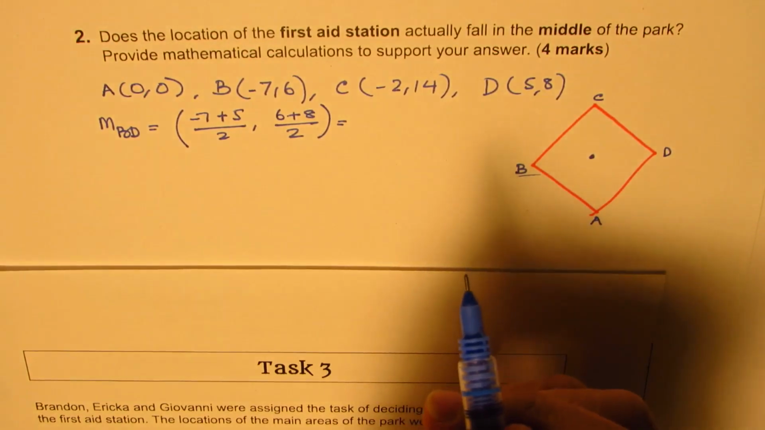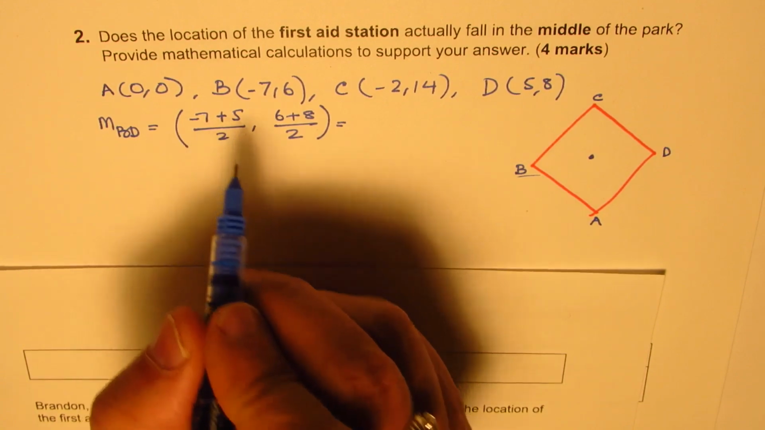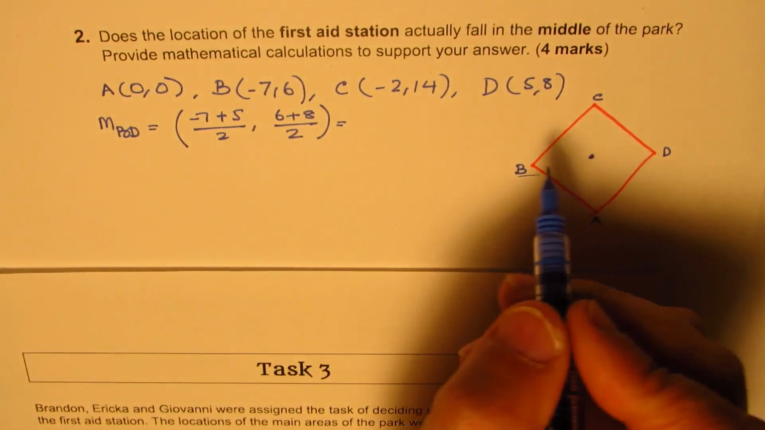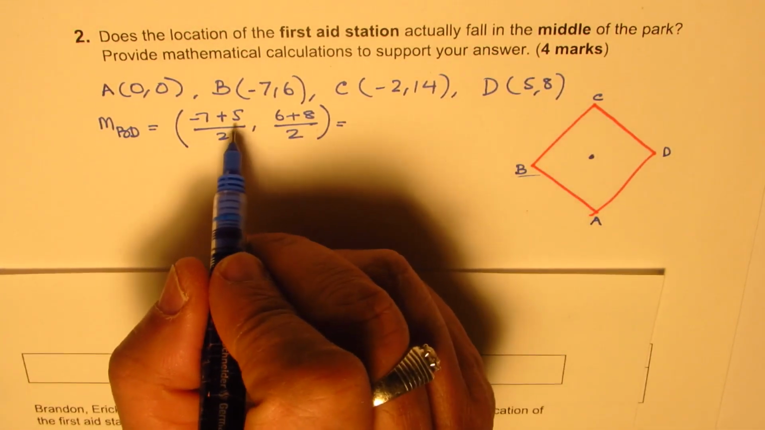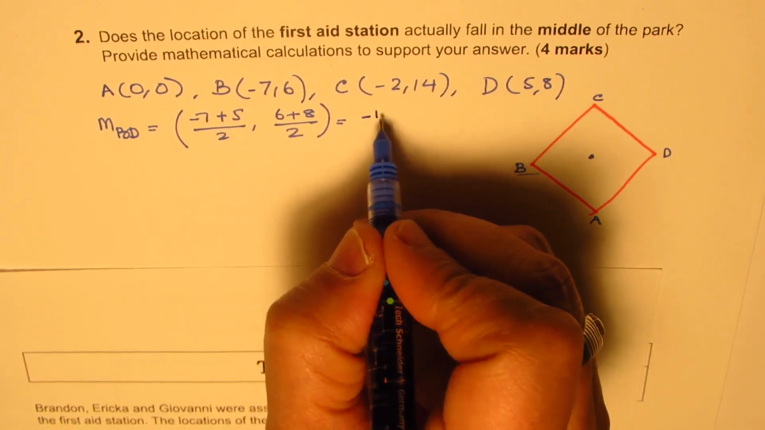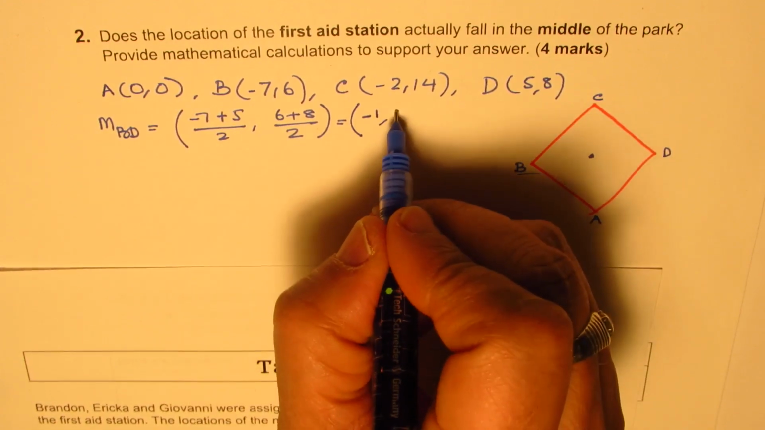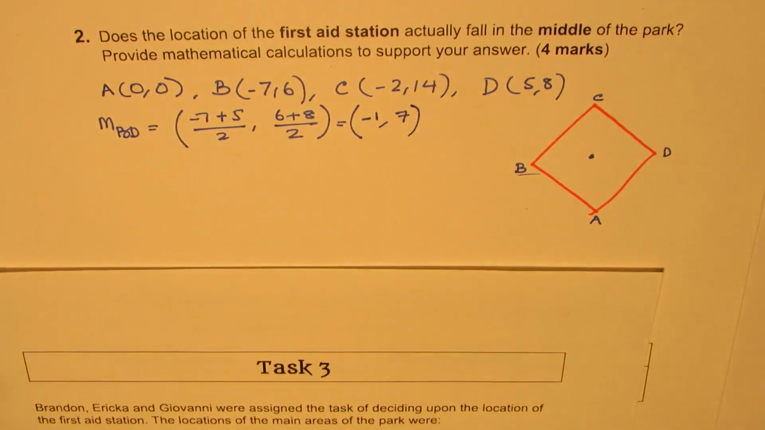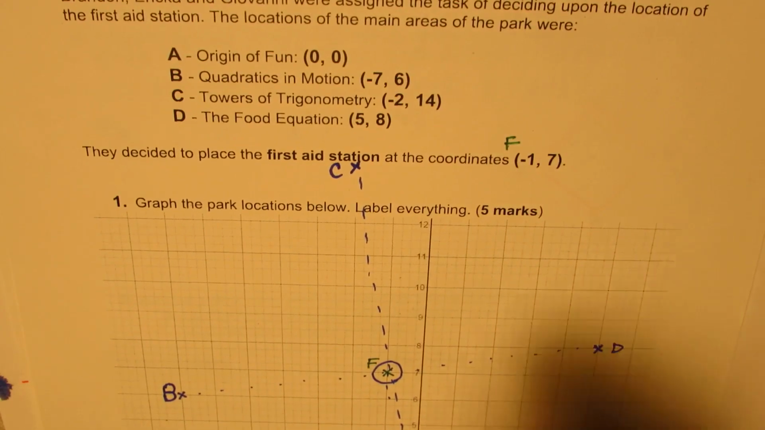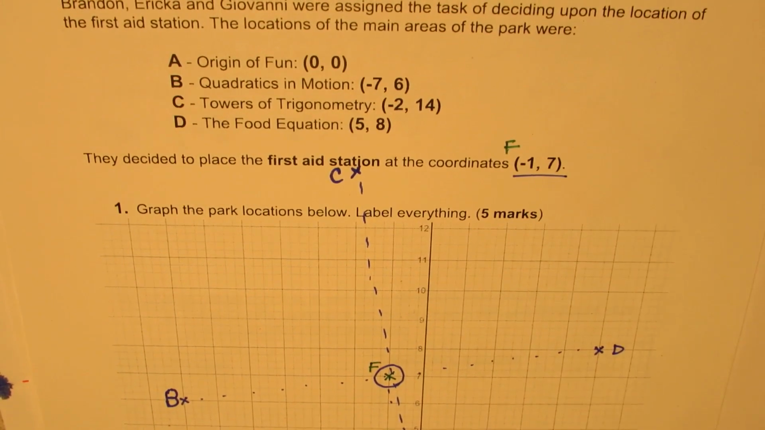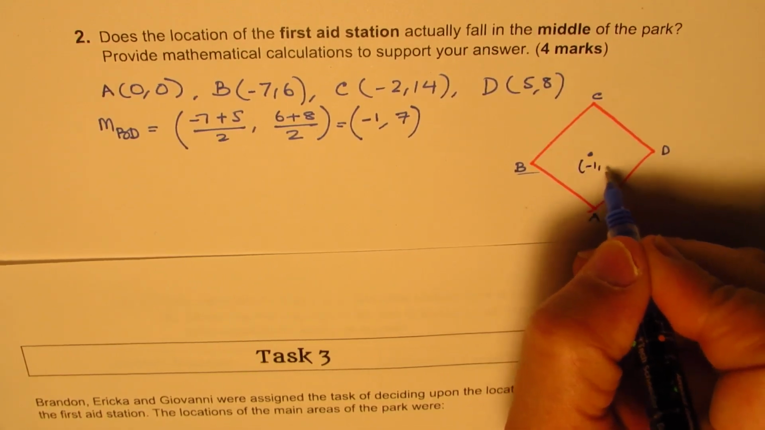So we have to verify if this is 5 and 8. From here we have -7 plus 5, which is -2. And -2 divided by 2 is -1. And 14 divided by 2 is 7, correct? So we get -1 and 7, which is the location of the first aid station. Do you see that? -1 and 7. So this location we found is -1 and 7.